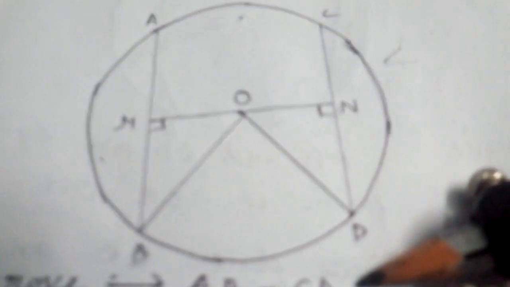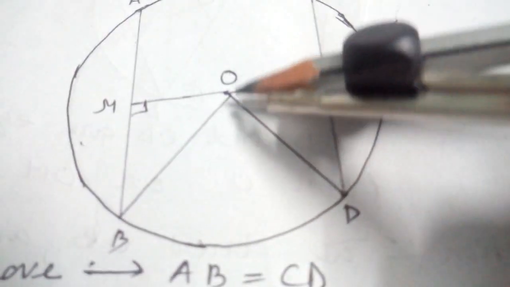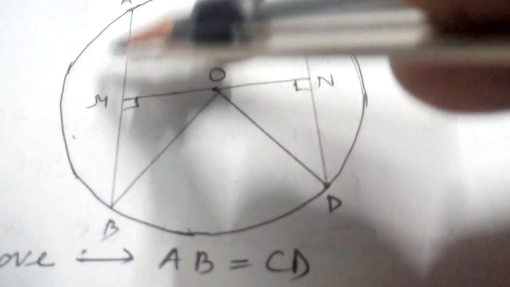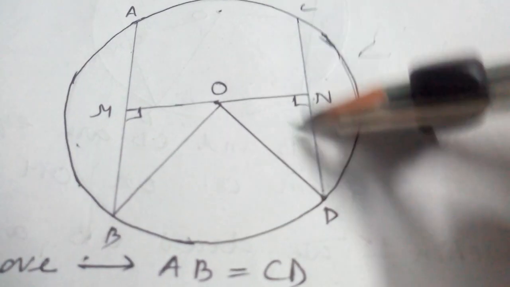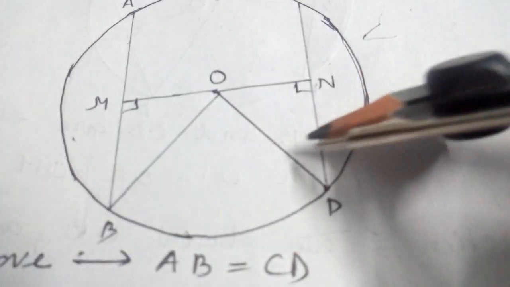Therefore, twice of MB is equal to twice of ND. Since a perpendicular drawn from the center to a chord bisects the chord, OM bisects AB. Therefore, AM is equal to MB. Twice of MB means AB. Similarly, twice of ND is equal to CD. Therefore, since we proved that MB is equal to ND, twice of MB is equal to twice of ND, therefore AB is equal to CD.